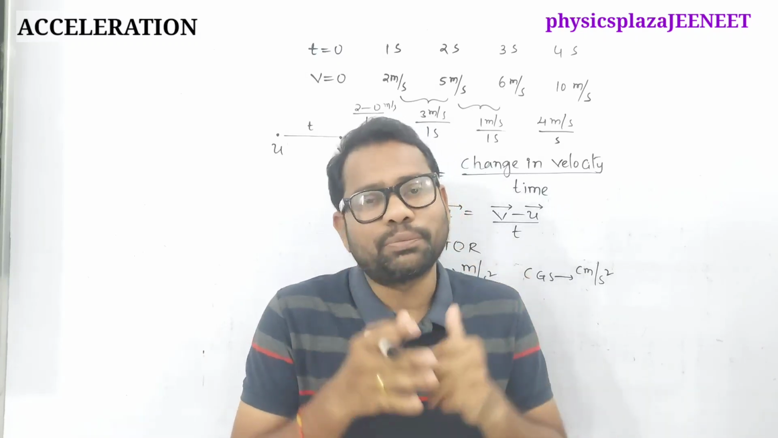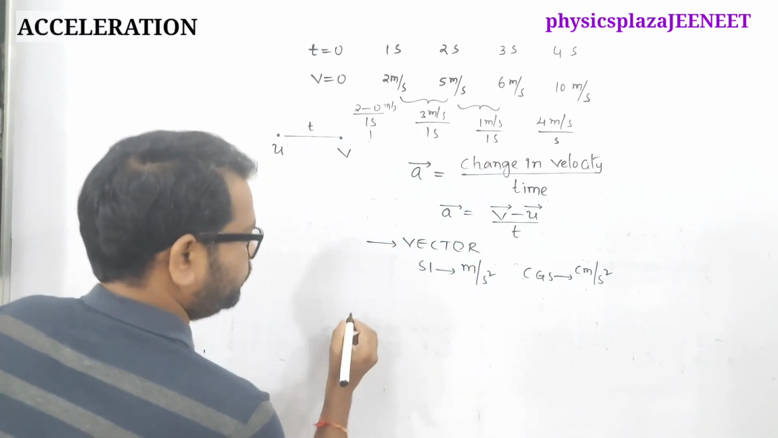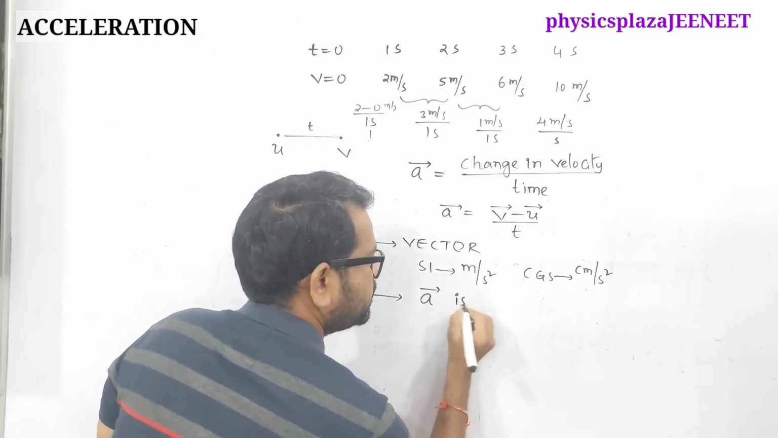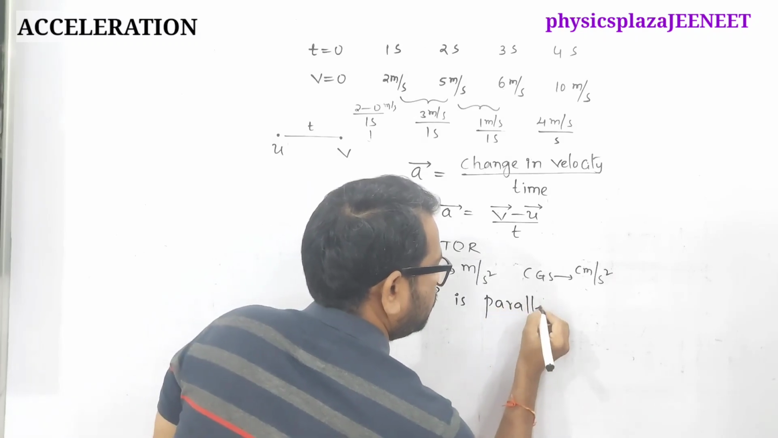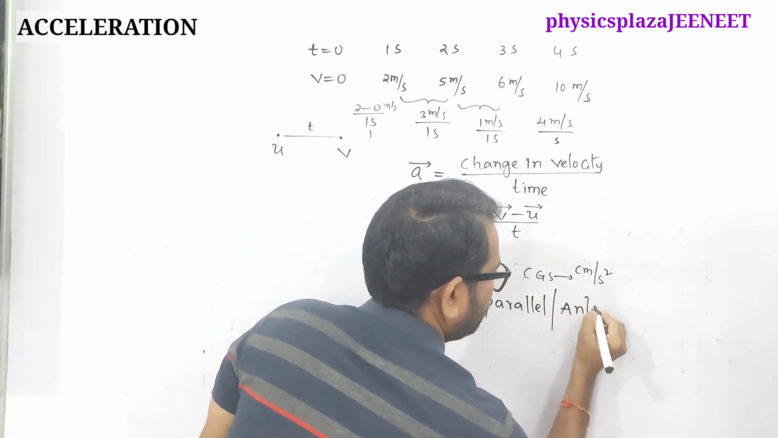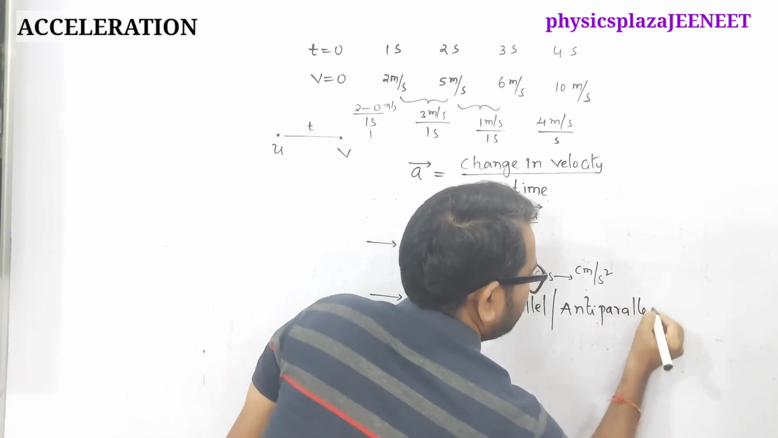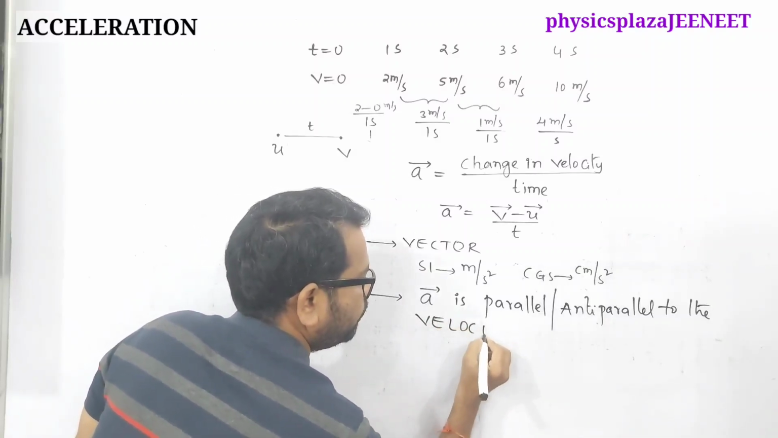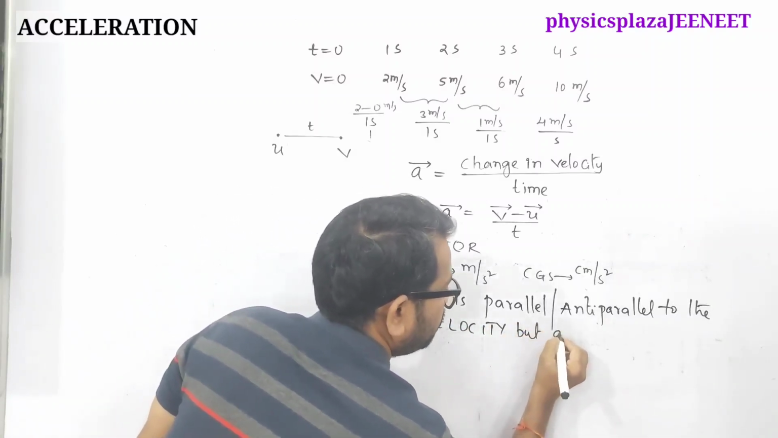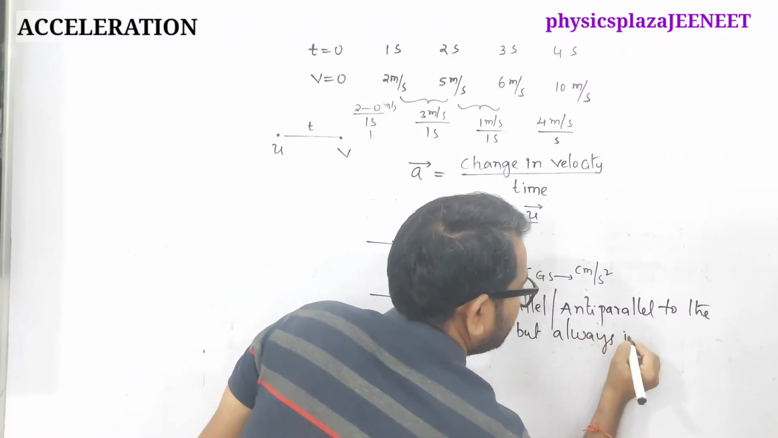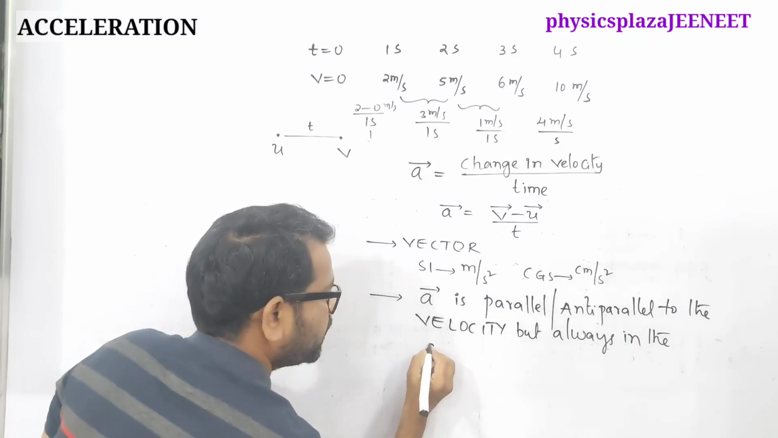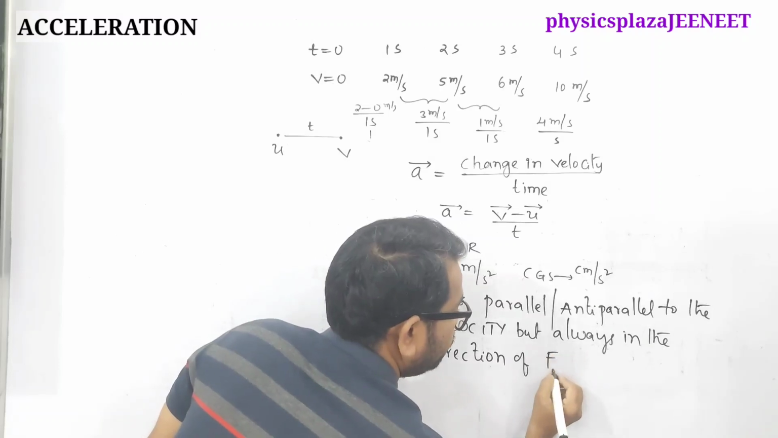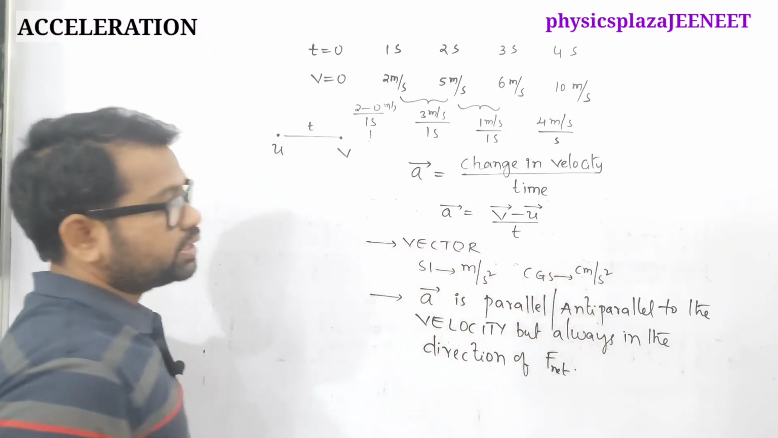Here you make one note, sir: as it is a vector quantity, whatever its direction, children, this is very important. Very much important. So the direction of acceleration is parallel or anti-parallel to the velocity, but always in the direction of the net force, children.